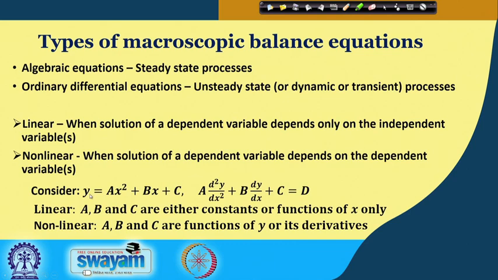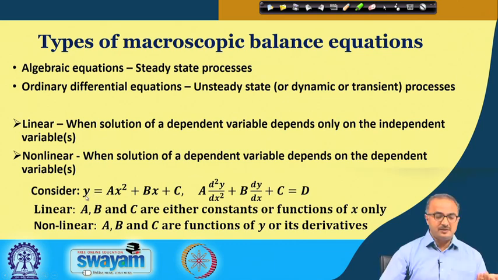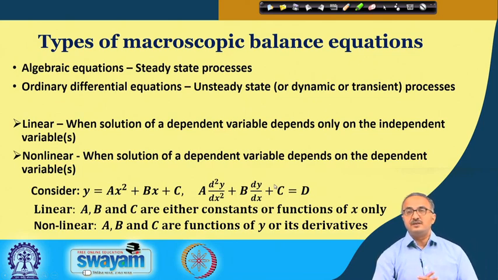Now, here we are writing a general term, where y is the dependent variable and x is the independent variable. So, we can write that y is equal to a x square plus b x plus c, and similarly we are also writing an ordinary differential equation. In that case, we have only one independent variable, and this is a similar kind of equation we are writing here. Okay. Now, depending on the nature of this a, b, c or d, we will say whether these equations are linear or nonlinear.